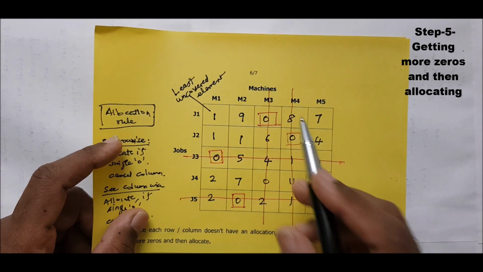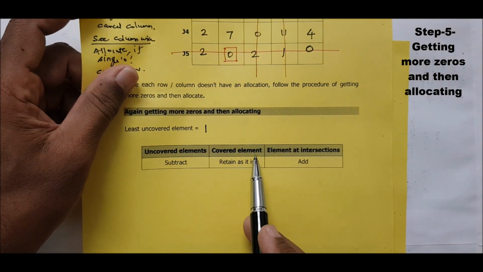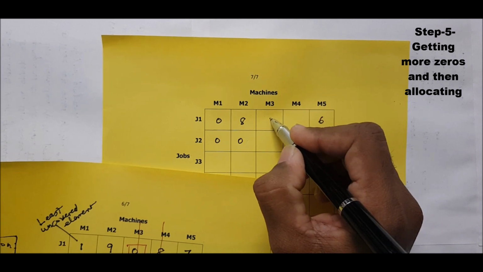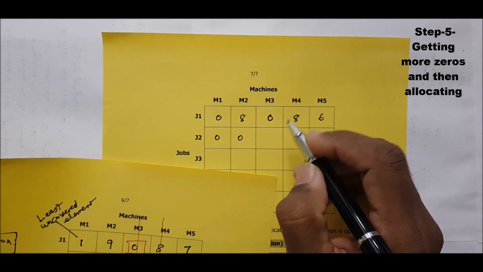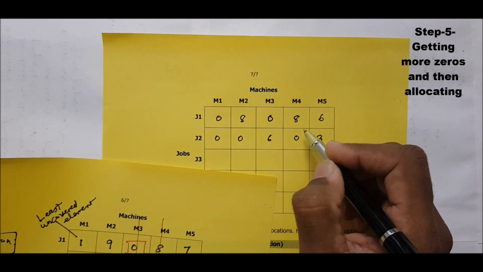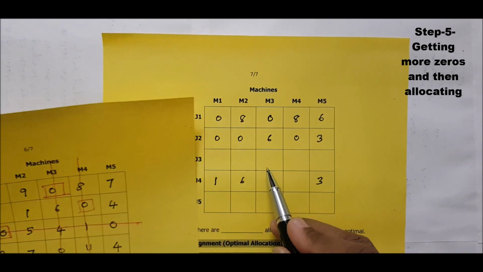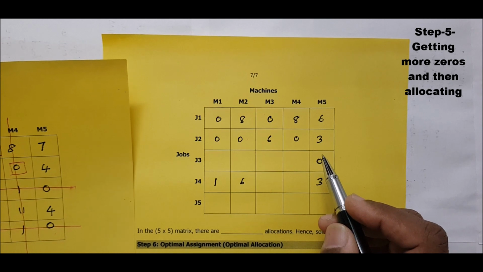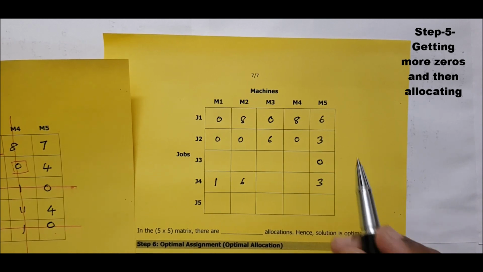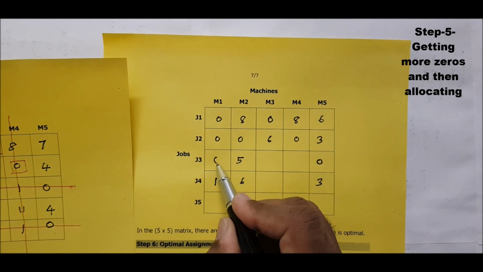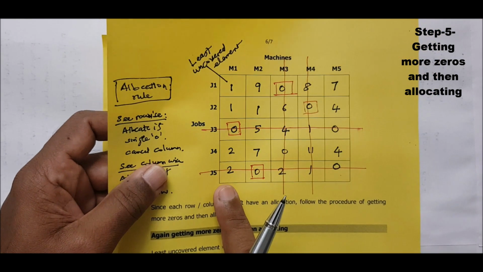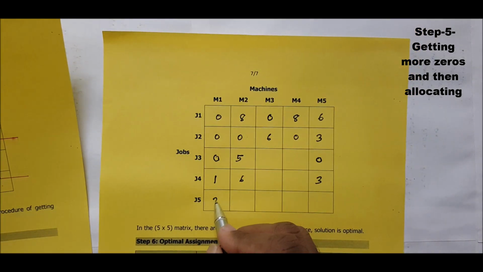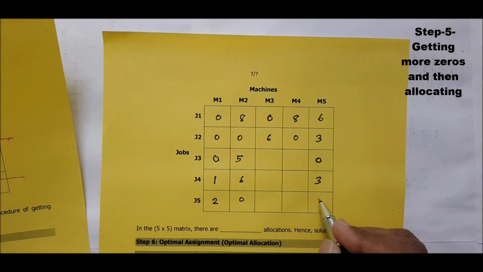I will retain all the covered elements as they are. An element through which only one line passes. So, here it will be 0, 8, 6, 0. These two elements are elements at intersection. Be a little bit alert. That is why you should have a whitener always. And 5, 0. And you can see 2, 0 and 0. These two are elements at intersections. I will transfer it. 2, 0 and this will be 0.